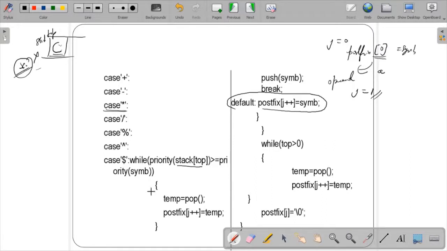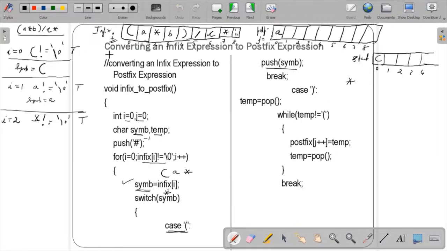It will not execute this particular statement directly; it will come to this particular statement. So what is that? Push symbol. Where will it be pushed? It will be pushed into the stack. So you are pushed into the stack, come out of the loop. So it will directly come here and push over here.